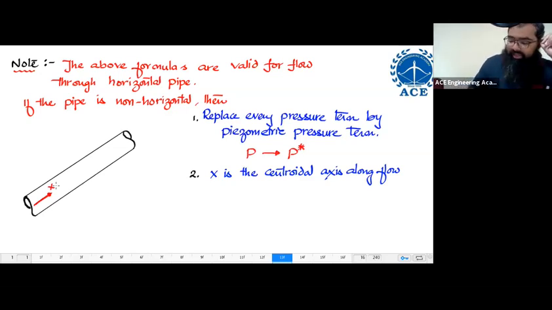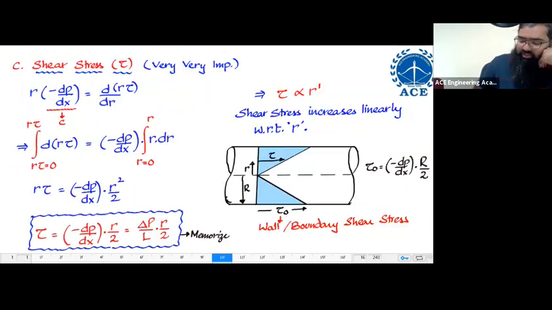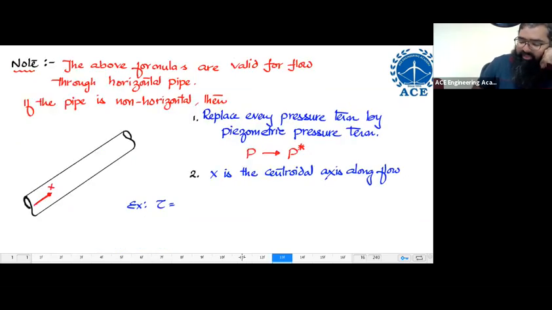Let us take an example. If I ask you in this particular pipe, what is the value of shear stress equal to? What will you answer? Look at the formula for shear stress. Can I straight away write minus dp by dx multiplied by r by 2 over here? The answer is no, it is wrong.